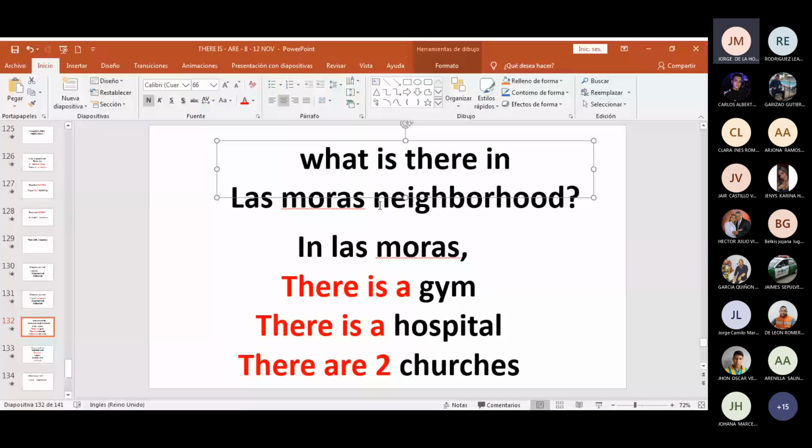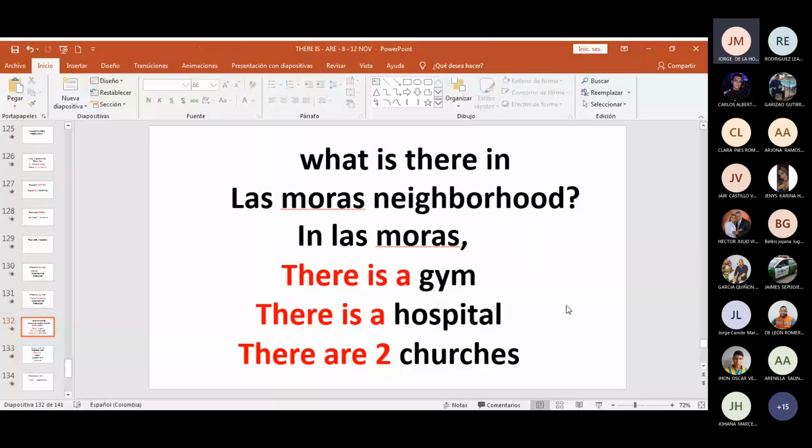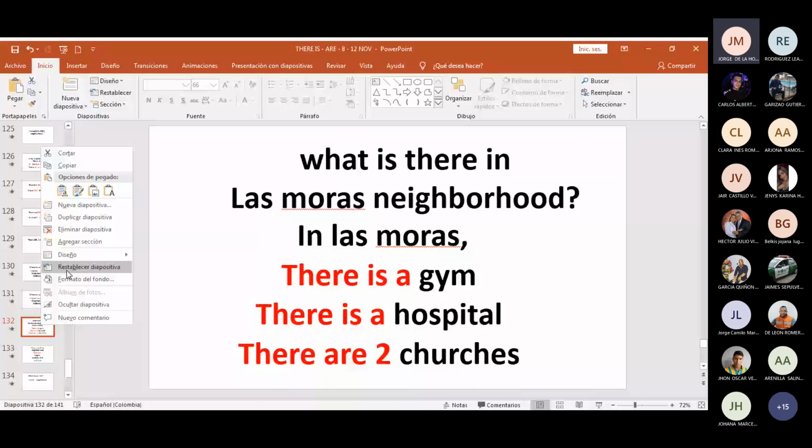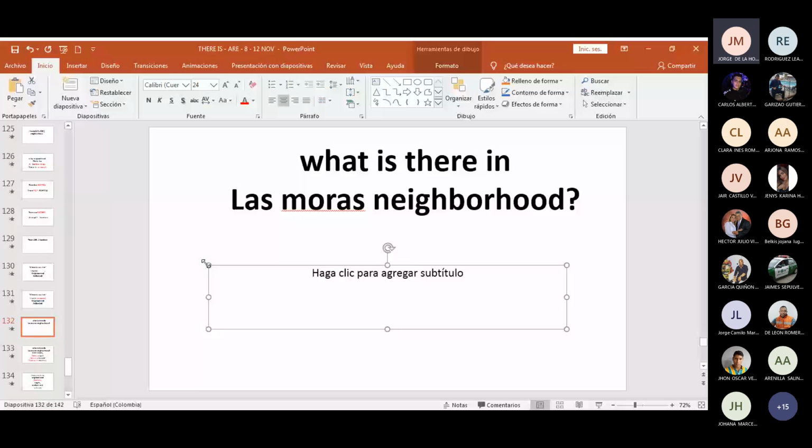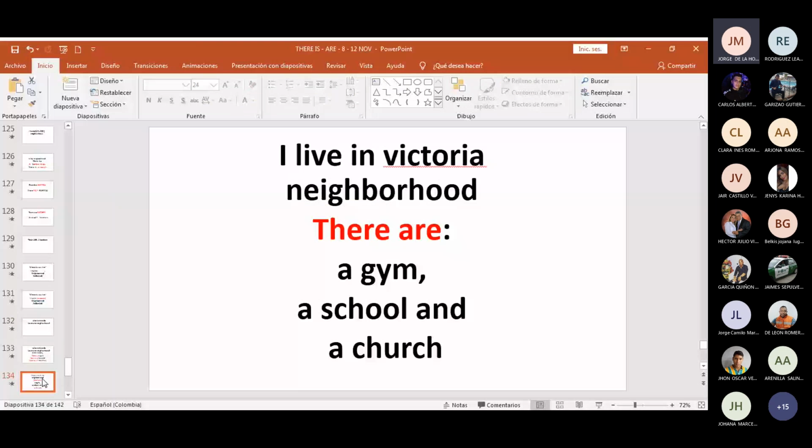Teacher, in Las Moras, there is a gym, there is a hospital, there are 2 churches. Ah, okay, very good. So you are going to give the information. What is there in Las Moras neighborhood? Teacher, in Las Moras neighborhood, there is a gym, there is a hospital, there are 2 churches. So remember, you are going to give information, student. You are going to give information about the neighborhood that you live in, depending on the neighborhood where you live. Yes? I live in La Victoria neighborhood. There are a gym, a school, and a church.